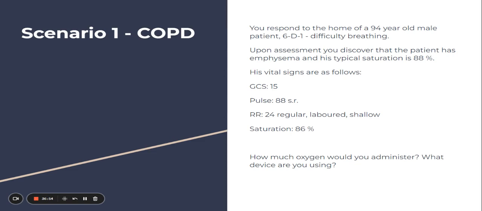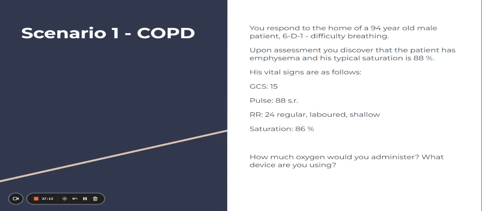So the answer here, they're sating at 86%. They are COPD. So that means we're going to titrate up to get 88 to 92%. And we're going to use a nasal cannula. So I'll talk about the oxygen delivery devices in another lecture video. So it's a nasal cannula.